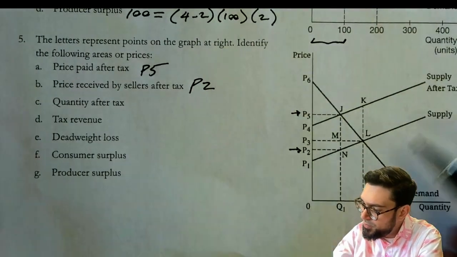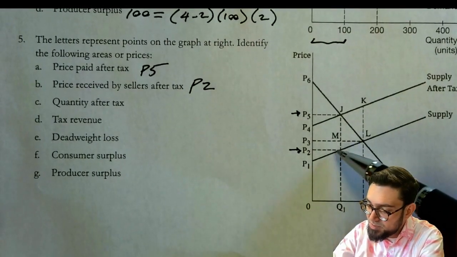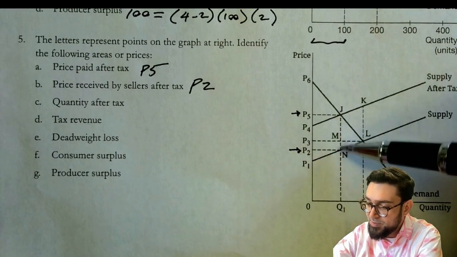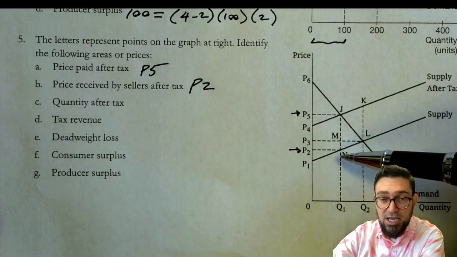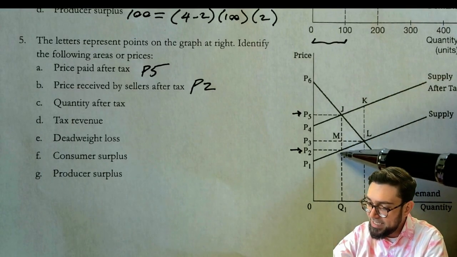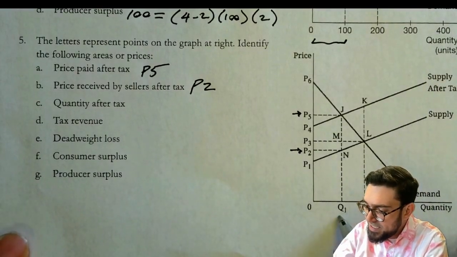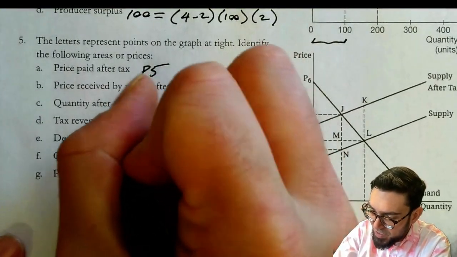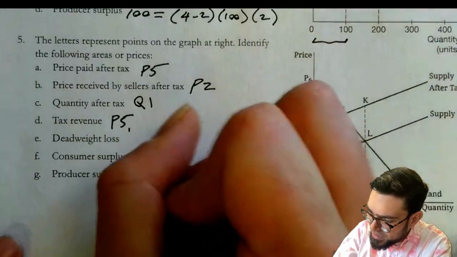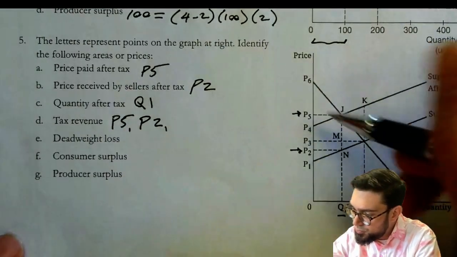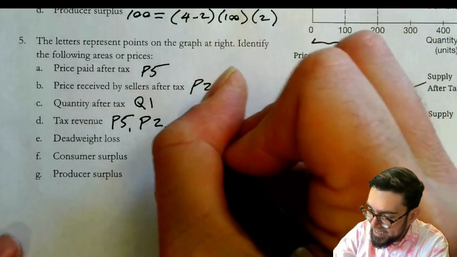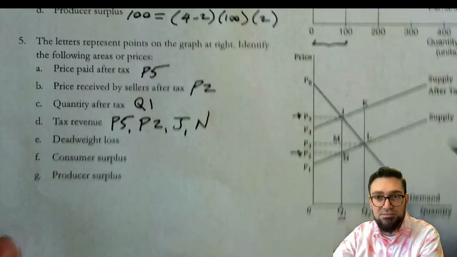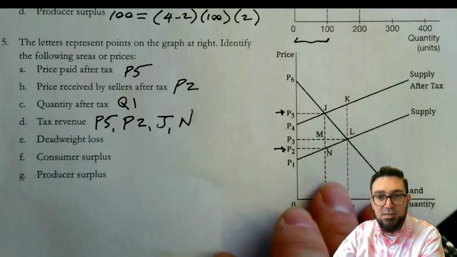How did I know that was P2? Well, the original supply curve tells me what price they're going to get to keep. This is the new intercept. I go straight down from there, and that's going to tell me how much that tax is. So they get to keep P2. Quantity after the tax is going to be that Q1. The tax revenue is going to be from P5 down to P2. So we already got those two corners, over to J and then N. So again, I'm labeling just the outside corners of these boxes. It's the same process that we did up here.